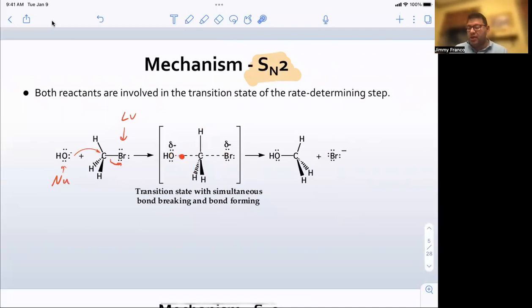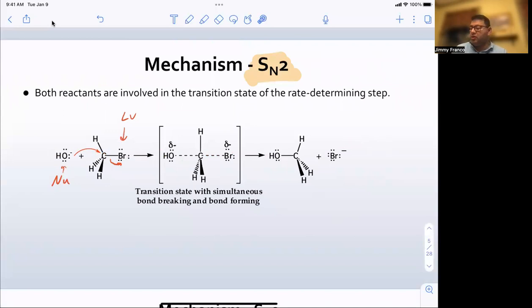As this becomes half a bond, this is no longer a whole bond, it's a half. As this becomes 2/3, this becomes a third. As this becomes 3/4 of a bond, this becomes only a quarter of a bond. So these two are sharing one bond, and as this bond gets stronger, this one gets weaker. And so we're literally hitting this carbon and pushing off the leaving group. They're happening simultaneously, so this group is going to bump into the carbon and push this off.